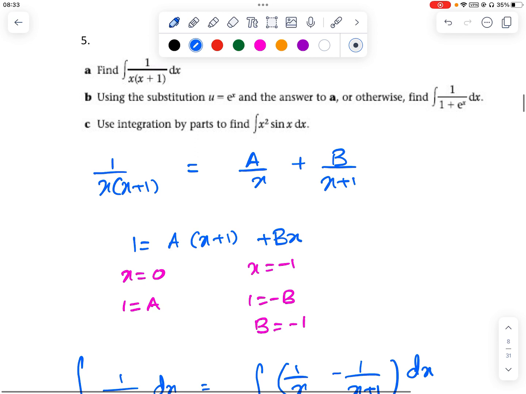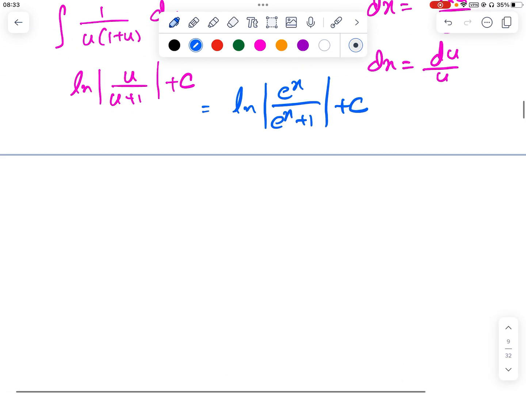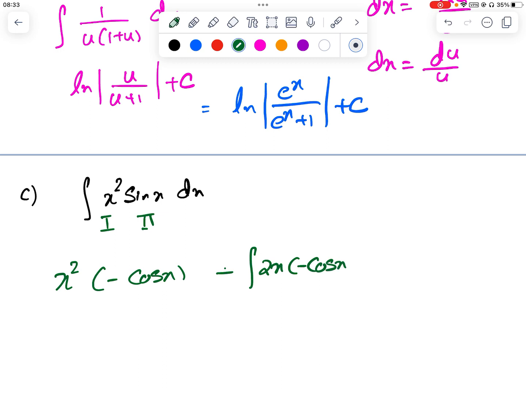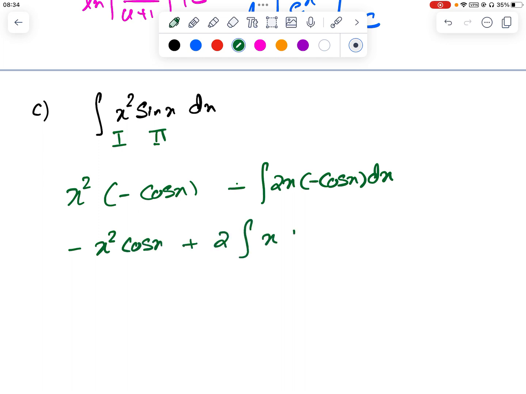Then use integration by parts to find the integral of x square sine x. So part C, integral of x square sine x. So this is the first function and second function. So it becomes first function, integral of second function is negative cos x, minus integral of derivative of x square, which is 2x, and negative cos x dx. So it becomes negative x square cos x, minus times minus is plus, numbers pulled outside, 2 integral of x cos x dx.